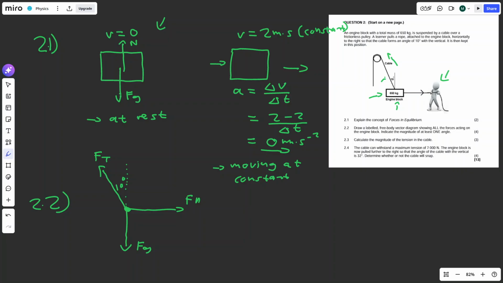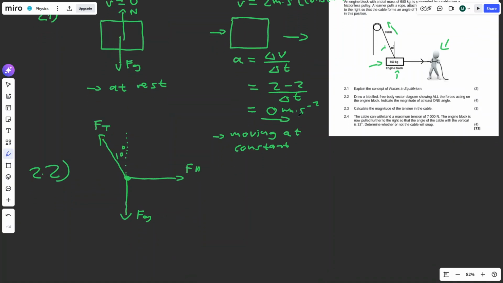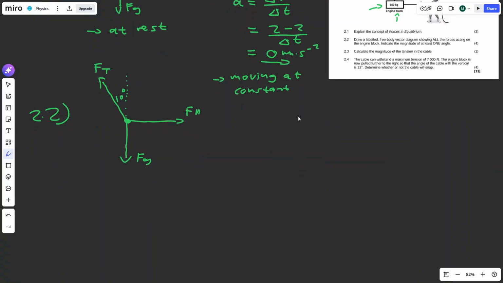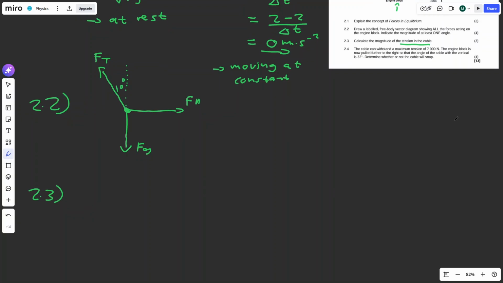Now, let us look at the next question. In the next question, we want to find the magnitude of the tension in the cable. So in 2.3, we want to find the magnitude of the tension. So we need to refer back to our free body diagram that we had drawn, and then decide on how to go about doing it.